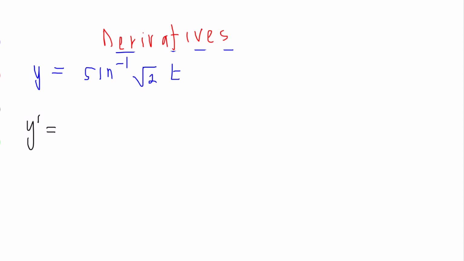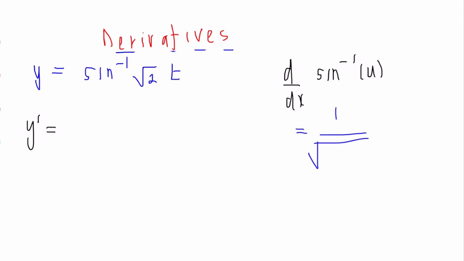Okay, so based on the formula, the derivative d over dx of sine inverse of, let's say, a function u, sine inverse of u, would be 1 over the square root of 1 minus u squared, times the derivative d over dx of u.